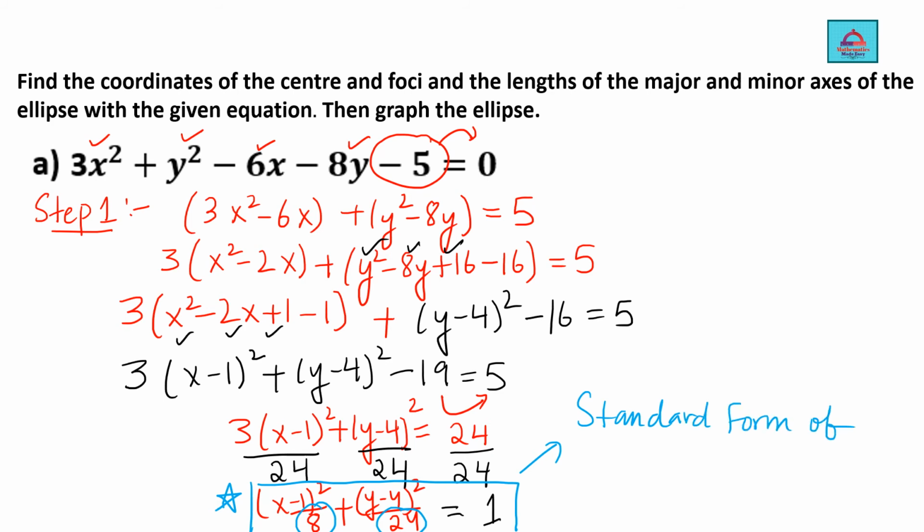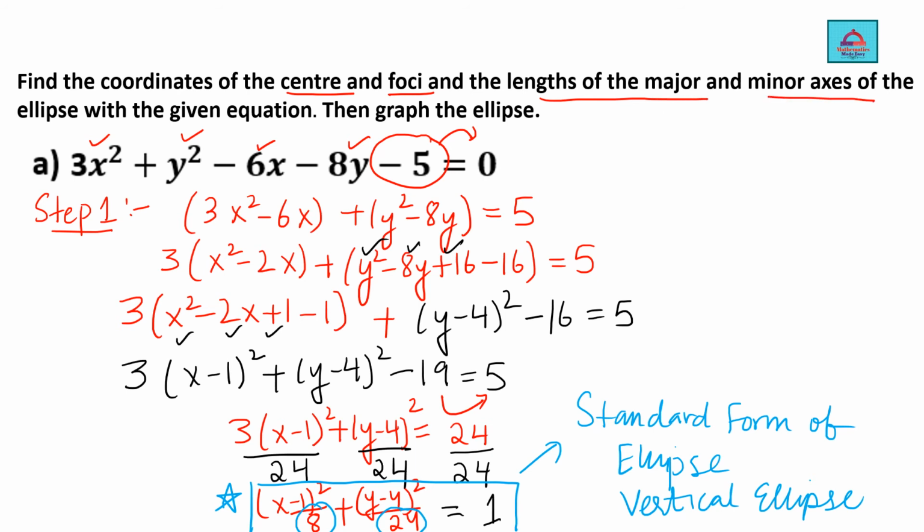This is the standard form of an ellipse. And what kind of ellipse is it? It is a vertical ellipse, because 24 is more than 8. So now we are done with the standard form. Step 1 is done. Now we need the center, the foci, the lengths of the major and minor axes of this ellipse, and finally we need the graph. So let's do it in the next slide.